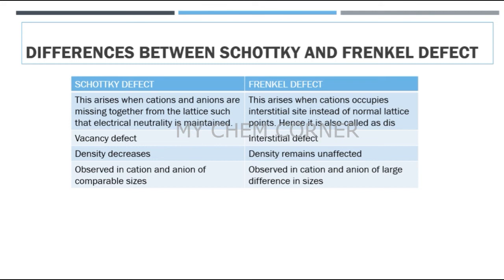Alright, so that was all about Schottky defect. We will now move on to the second type of point defect, which is called impurity defect. As the name says, it is due to an impurity. Let's see how that happens. Here I have a crystal. If you see, it is basically an NaCl lattice.